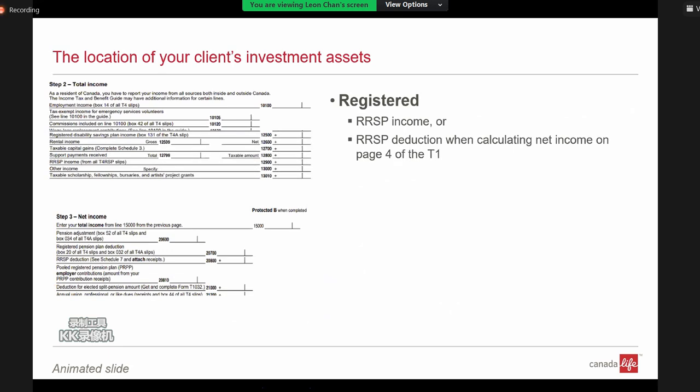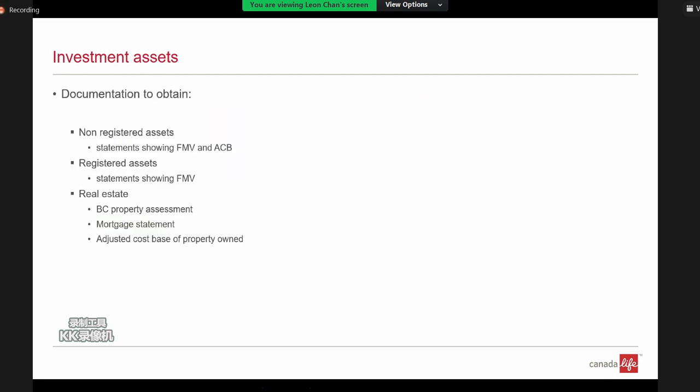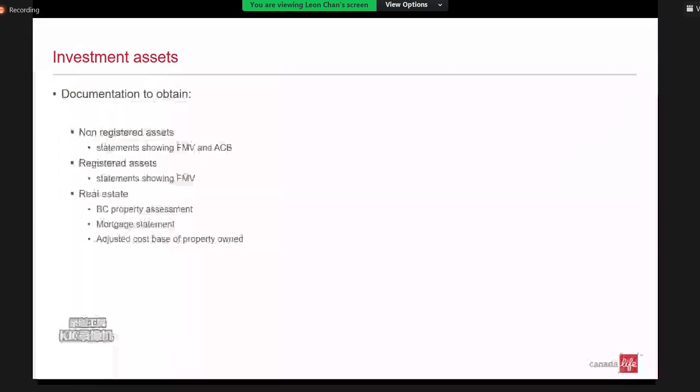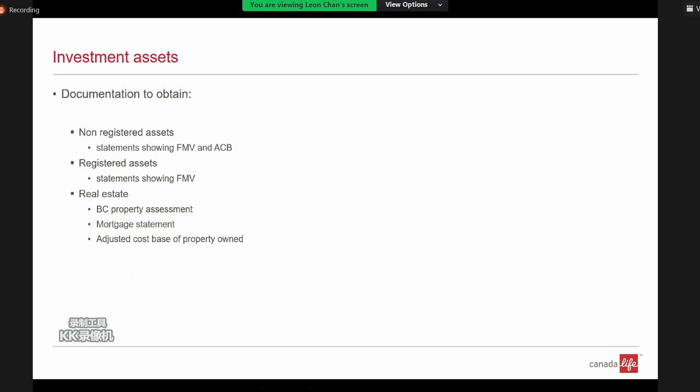Now, registered accounts, going back to there, these line items really help in understanding: are they taking RRSP deductions? Are they still contributing to their RRSP? Or are they actually pulling income out of their RRSP on an annual basis? When we have a better understanding of the other assets they're obtaining income from, that drives us to understand what documentation we may want to obtain.